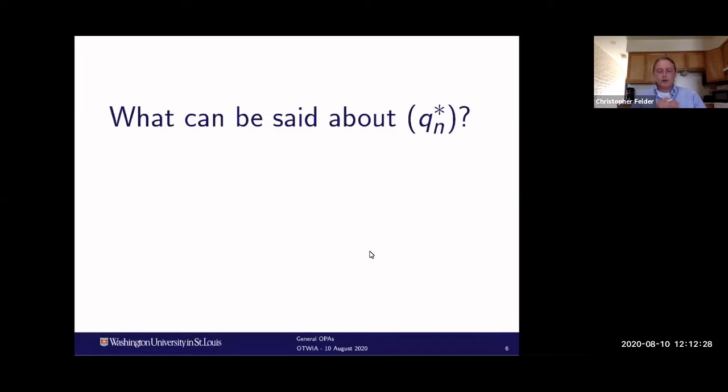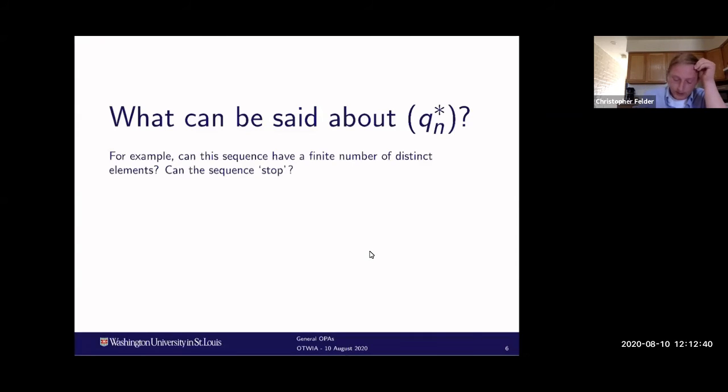Okay, so in general, we might ask, if we want to study cyclicity, what can be said about this sequence qn star? Okay, that's a very broad question, so I want to bring it down to say, for example, can we have a sequence with a finite number of distinct elements, or can the sequence stop in some sense? And this has a little more natural motivation that, if I have time, I'll come back and talk about.